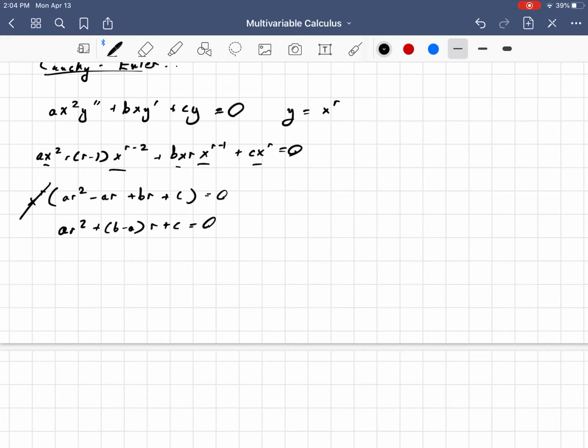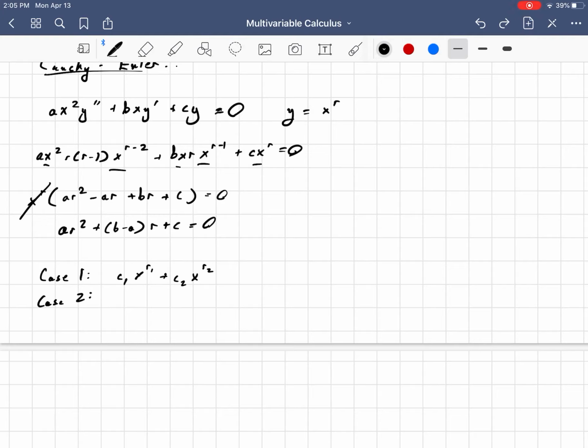And so there's three different cases, just like with the second order homogeneous differential equations with constant coefficients. We can have two real distinct roots, or one repeated root, or two complex roots. If we have the two real roots, the general solution for that case will just be c sub 1 x to the r sub 1 plus c sub 2 x to the r sub 2, where r sub 1 and r sub 2 are the roots of this auxiliary equation.